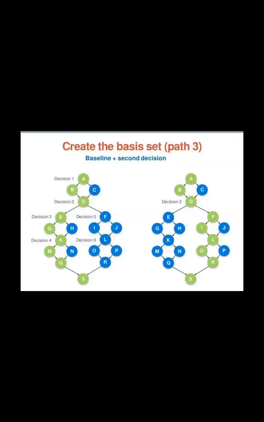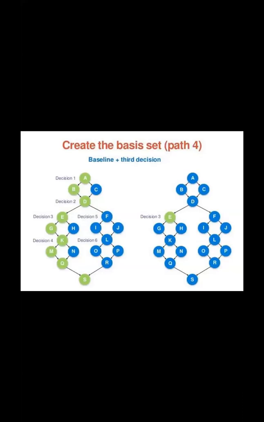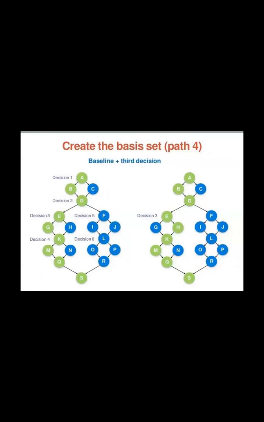The same way, if you take the decision at decision point 3 as E, then if you take the branch as H, you will have the path H, K, M, Q, S. So based on the decision point, whichever choice you choose, you will have your path.